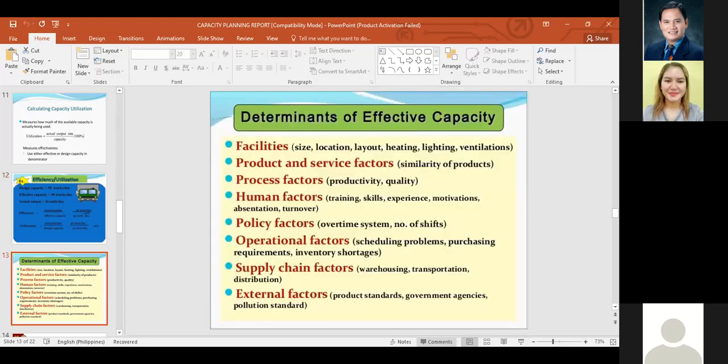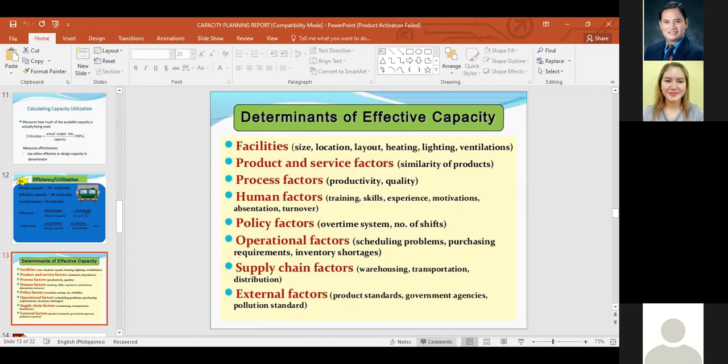Determinants of effective capacity. First is the facilities. Facilities include the size, the location, the layout, heating, lighting, and ventilation. Then the product and service factors, like the similarity of products, and the process factors, productivity, and quality. Human factors include the training, the skills, the experience, motivation, absenteeism, and turnover.